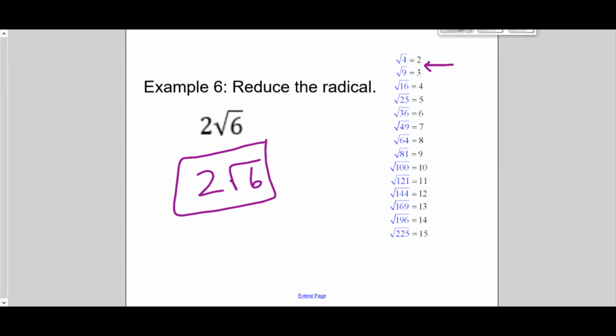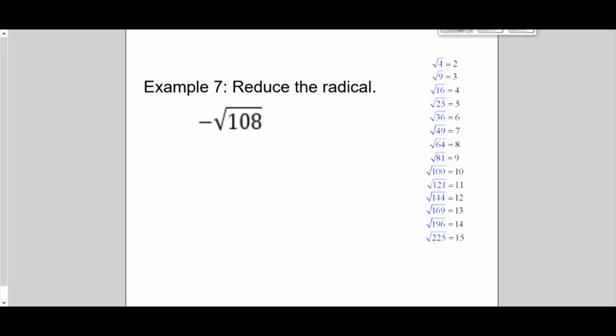I want to do one more example with you. Example 7, reduce the radical: negative square root of 108. Again, the negative out front we'll take care of last, but I want us to simplify. I want us to split up 108 using perfect squares. Again, the square root of 108 would be somewhere in between the square root of 100 and the square root of 121.